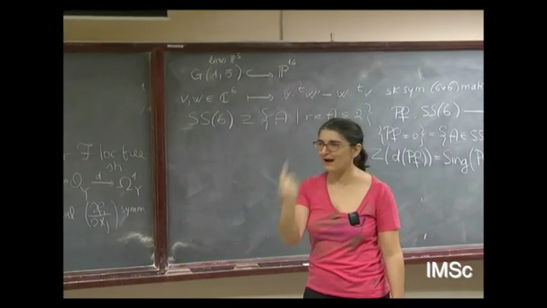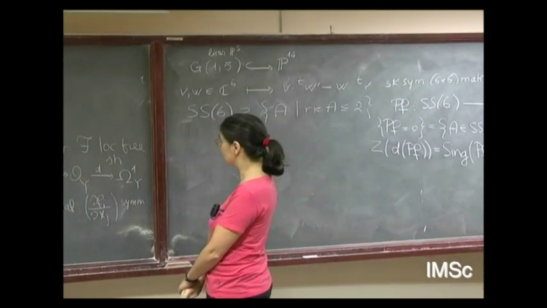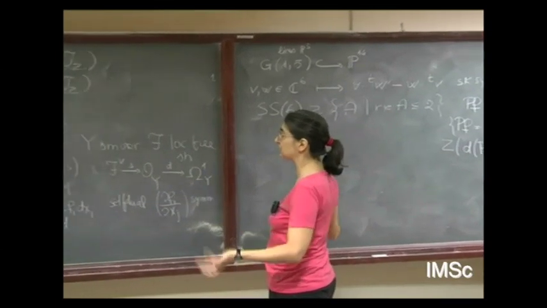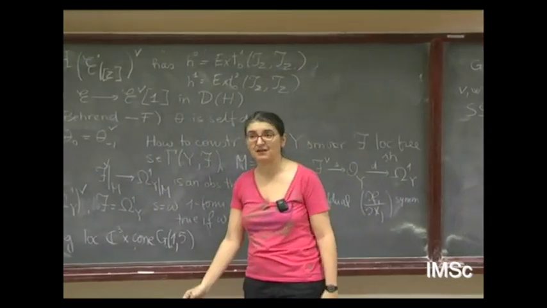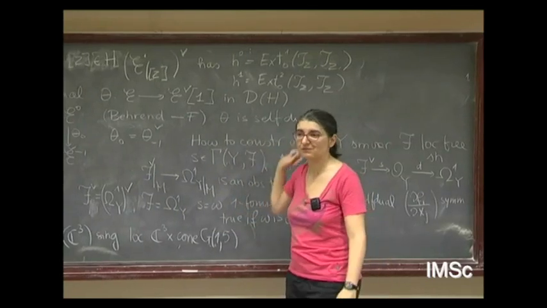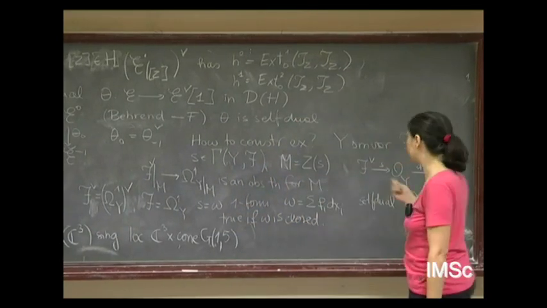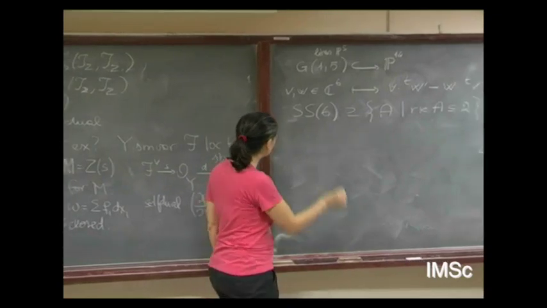So I try to find one example and check that. Based on this, we thought, I don't think we made a conjecture, but we thought it would be very nice if every one of these spaces could be written in such a way, at least locally. But I don't think we even went as far as conjecturing it.